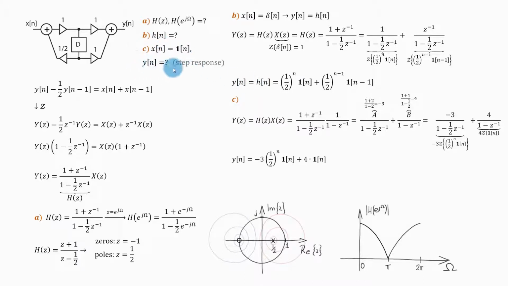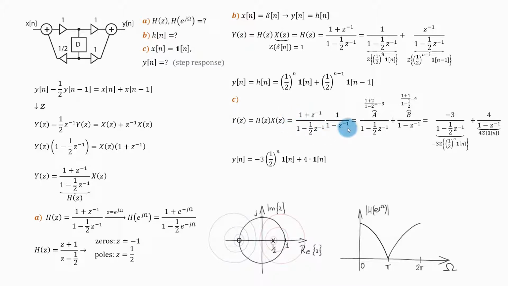Now this problem C, what is the step response of my system? In the Z domain, I will still have that the Z image of the output is the Z image of the input multiplied by the transfer function. So I need to substitute. This is my transfer function, and then I need to substitute for the Z image of the input. The Z image of the unit step is this. So this is the Z image of my output.